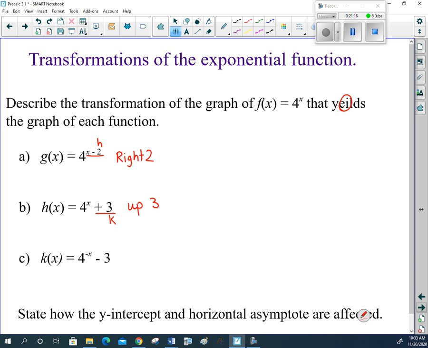And k of x, looks like I've got two things going on. So I see this negative sign right here with the x, so I know that's going to reflect in the y-axis. So that's going to make it reflect the other direction. And this minus 3 is going to go down 3.